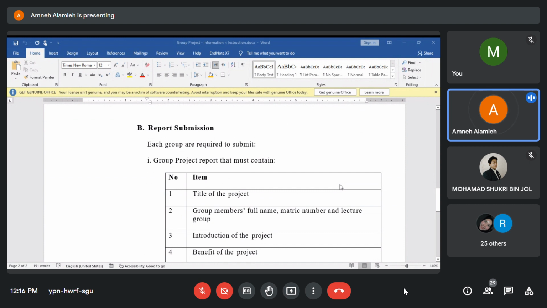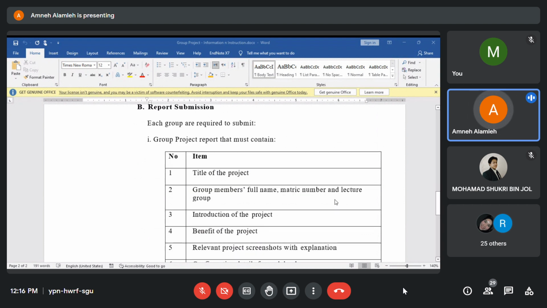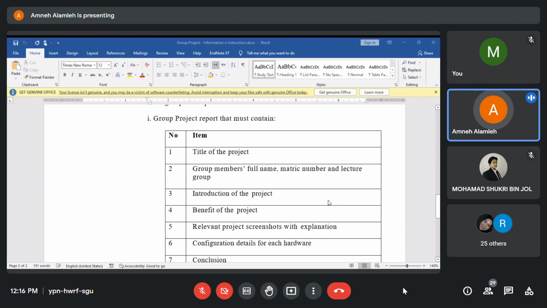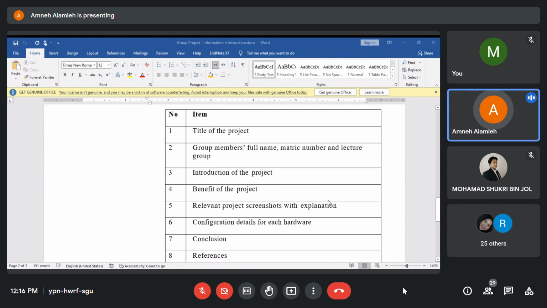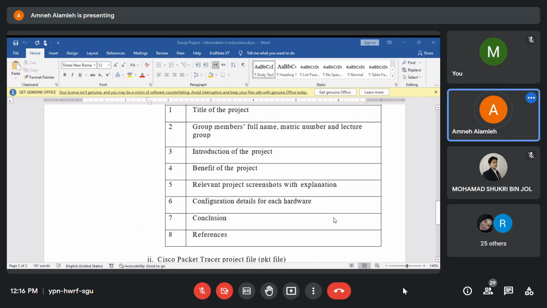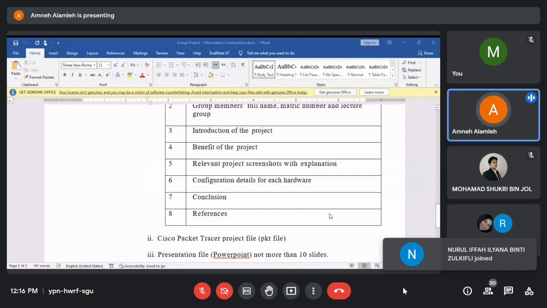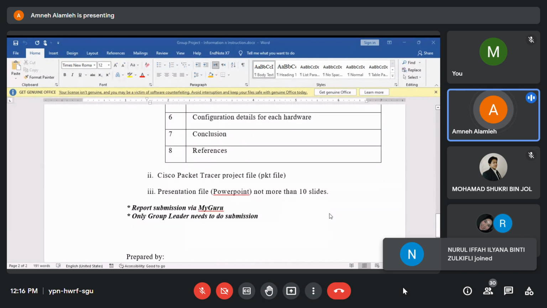The report submission. Each group is required to submit three files. One, the group project report, which must contain the title of the project, group members' full names, matric numbers and lecture group, introduction of the project, benefits of the project, relevant project screenshots with explanation, configuration details for each hardware, conclusion and references.